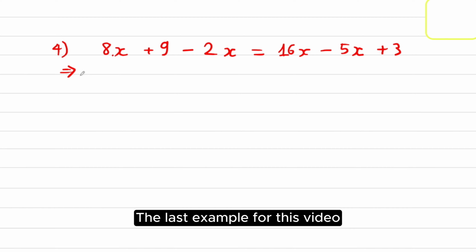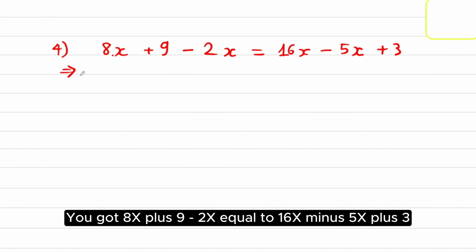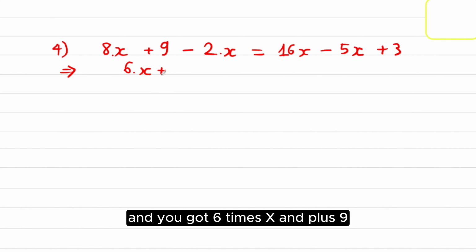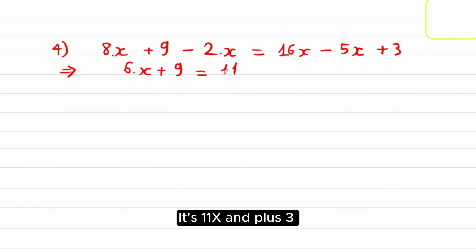Yes. The last example for this video: you have 8x + 9 - 2x equal to 16x - 5x + 3. So simplify the x terms first. You have 8x minus 2x, which gives 6 times x, and +9. On the other side you have 16x - 5x, which is 11x, and +3.